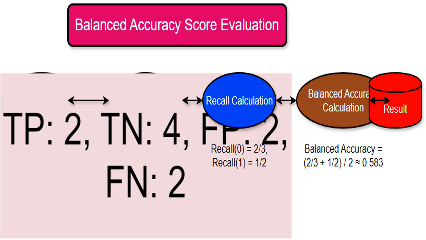Let's dive in. I've summarized the results in a confusion matrix. TP, true positives, means the model correctly identified positive cases, 2 in this case. TN, true negatives, is when the model correctly identified negative cases, 4 here. FP, false positives, shows incorrectly predicted positive cases, 2 again. And FN, false negatives, counts wrongly predicted negative instances, 2 here as well.